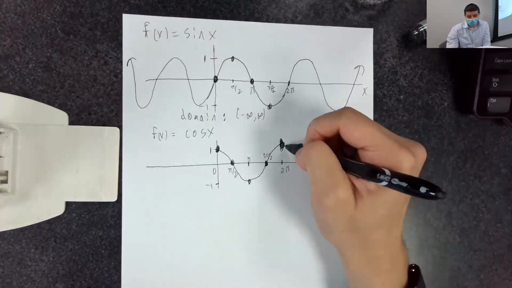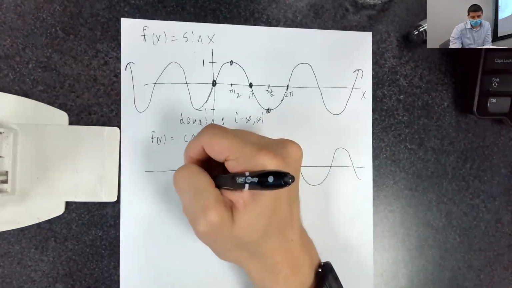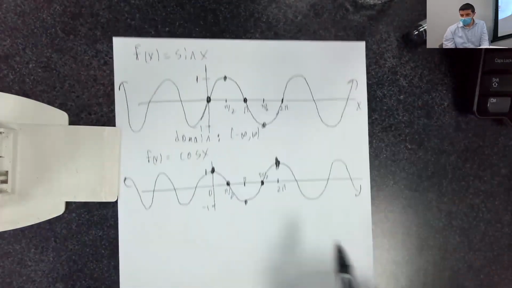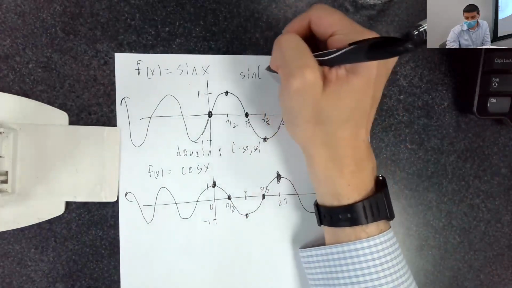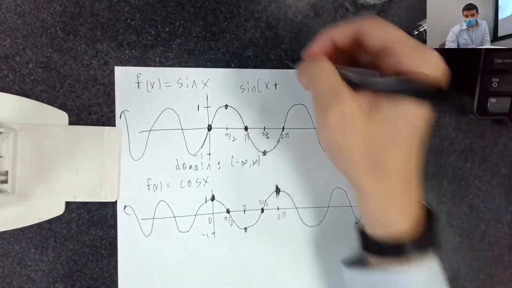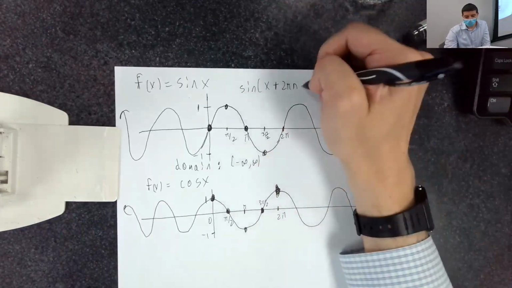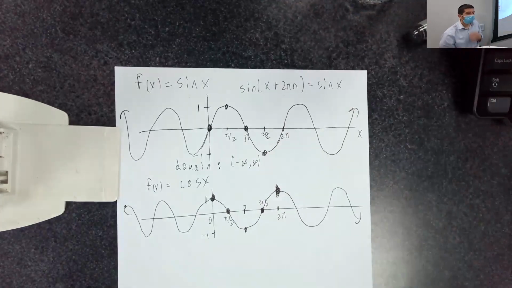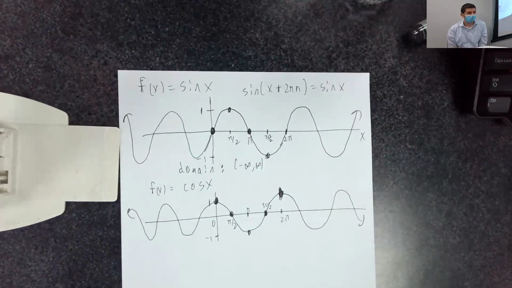And then it just repeats, right? It just keeps repeating that same pattern. So the domain is all real numbers. Okay. And the way you write down the fact that it repeats every multiple of 2 pi is sine of x plus 2 pi n, meaning adding any multiple of 2 pi is the same thing as sine of x. Okay. So any multiple of 2 pi, it just repeats itself. This is the mathematical way to express that repetition.